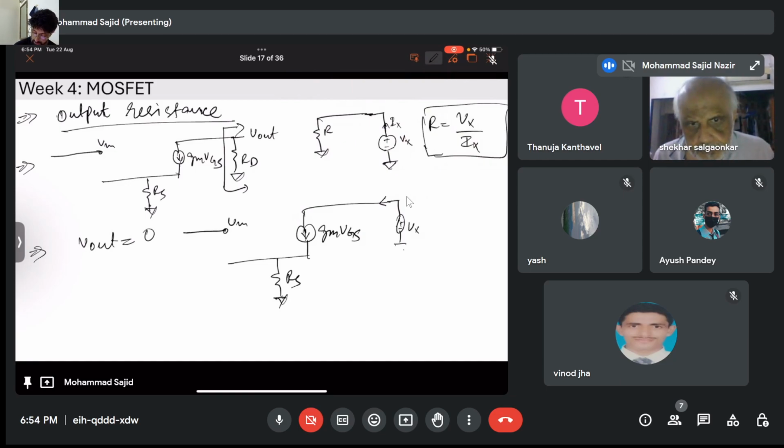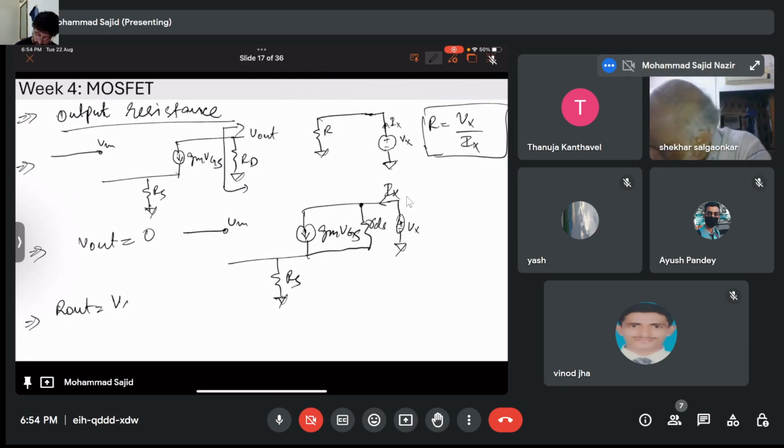That is the potential of Vx. Okay, so current is flowing, that's equivalent to Ix, and let's say there is a resistance here, RDS as well. So this node is at a potential of Vx. So how can you calculate R out? For R out, you have to know Vx by Ix, right? So what will be our first step?